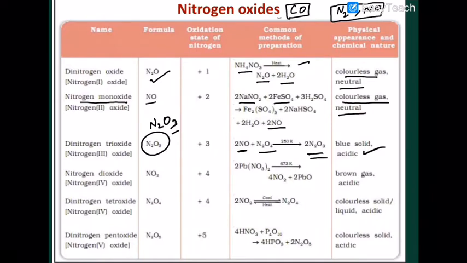Similarly, how would you get nitrogen dioxide? If you take lead nitrate and heat it strongly, you will get a brown colored gas, that is NO2. The nitrogen dioxide gas is a mixed anhydride. When you dissolve it in water, you will get both nitrous acid and nitric acid. How would you get N2O4? N2O4 is a dimer of NO2.